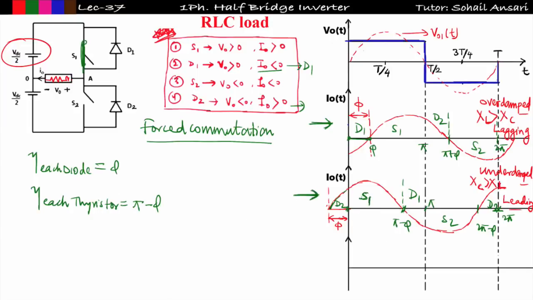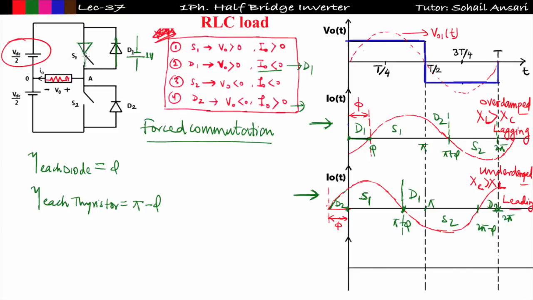From 0 to pi minus phi, S1 is conducting in leading load. So let us say S1 is conducting. After pi minus phi, D1 will start to conduct. The moment D1 starts to conduct, the voltage drop across D1 will be the forward voltage drop, approximately 1 volt in power electronics. Because of this forward voltage drop across D1, switch S1 will go into reverse bias.